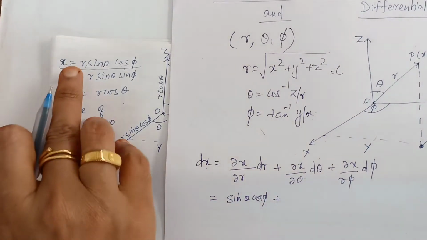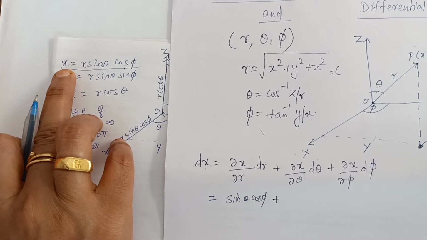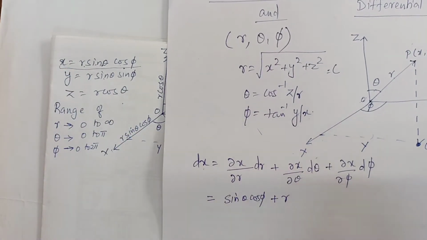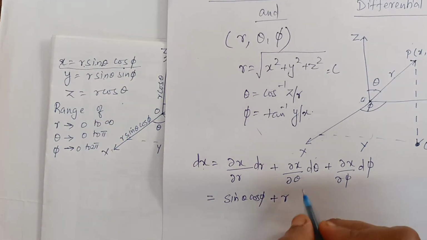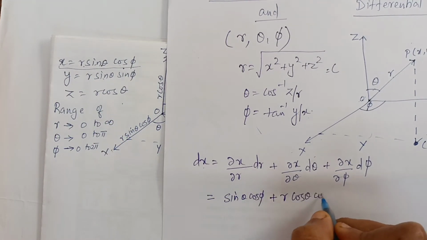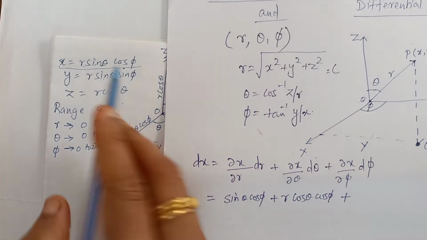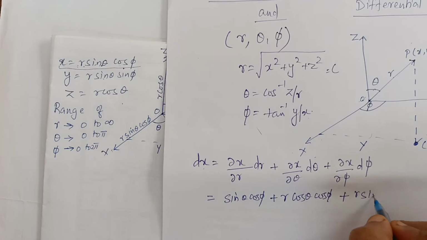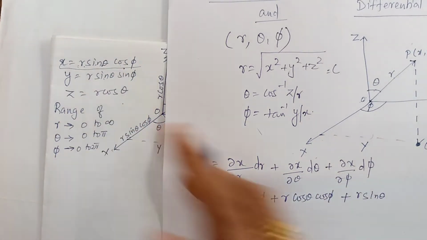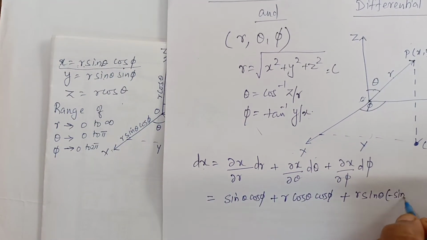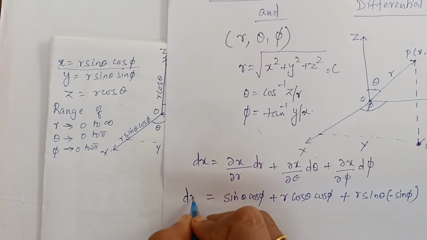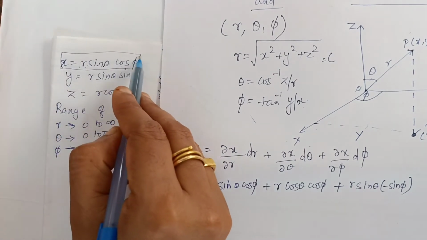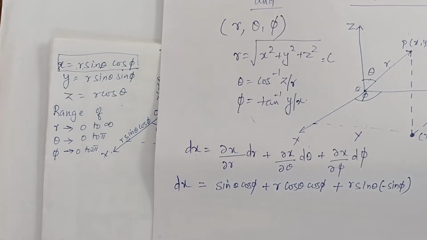Plus, now again we are differentiating x with respect to theta. When differentiating x with respect to theta, we keep r as such, and instead of sin theta we write cos theta cos phi. And now we are going to differentiate this with respect to phi. So again r sin theta, and the derivative of cos phi is minus sin phi. Okay, this is dx. We have just taken the x value only, and we are differentiating x with respect to r, theta and phi.